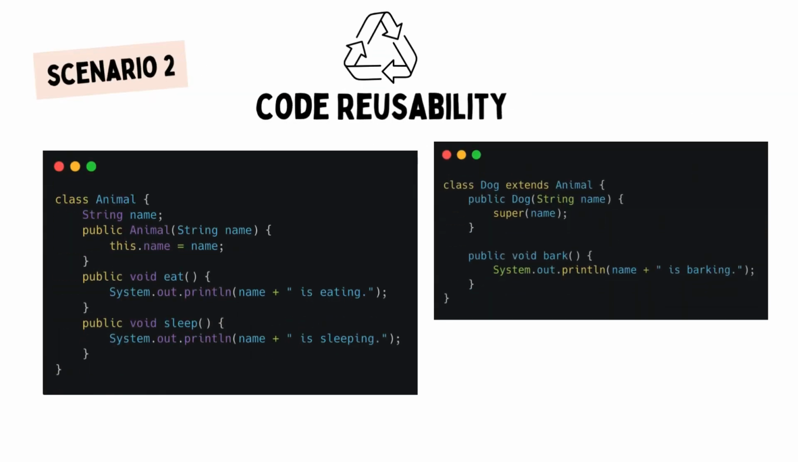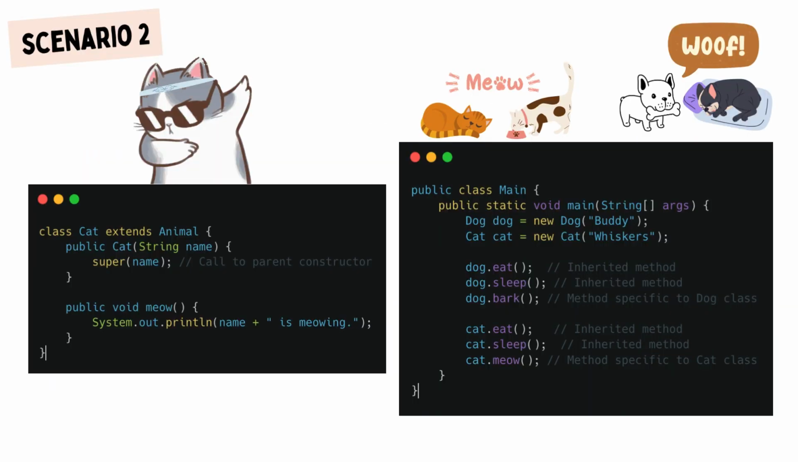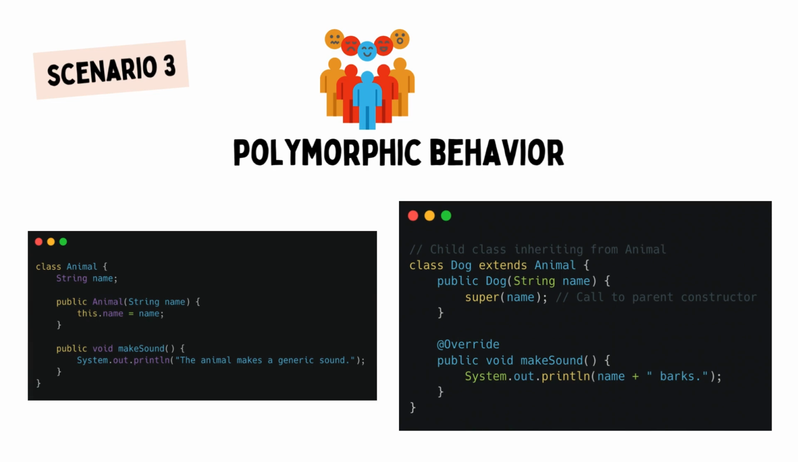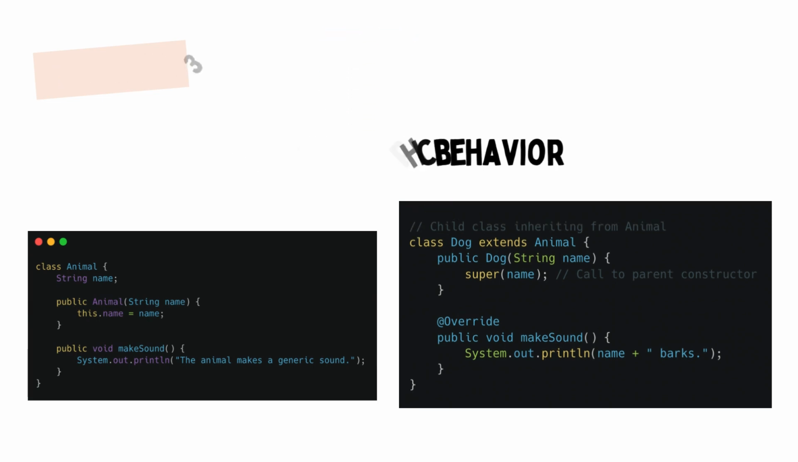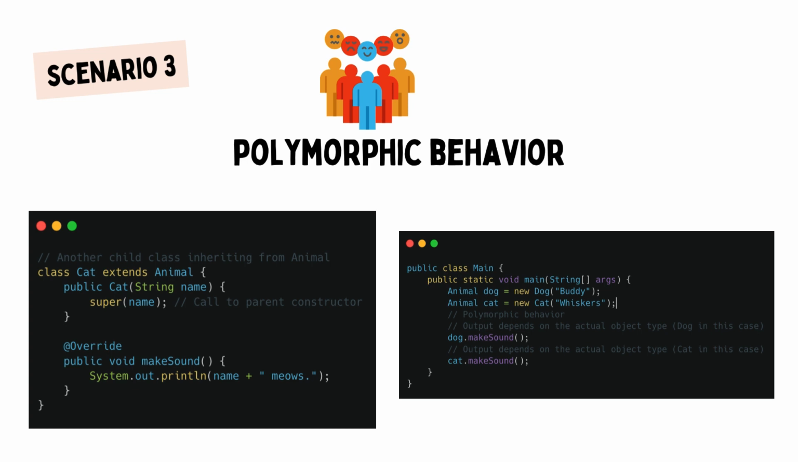Scenario 2. When code reuse is desired, as inheritance promotes reusing the functionality already implemented in the superclass. Scenario 3. When polymorphic behavior is required, allowing superclass references to point to subclass objects and invoke overridden methods dynamically.